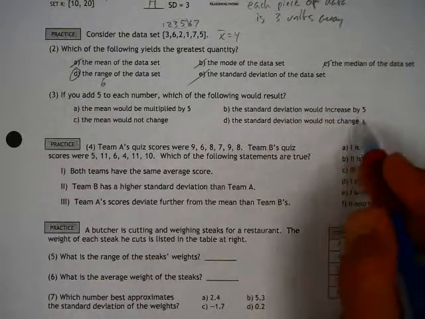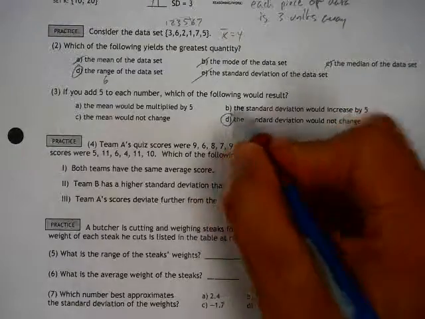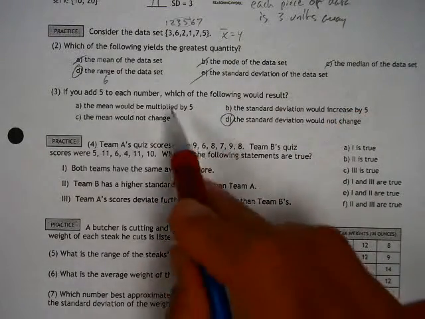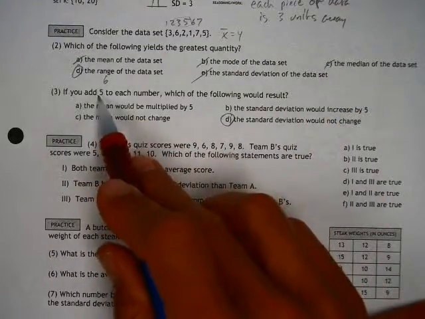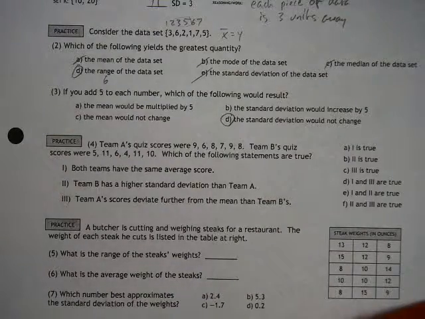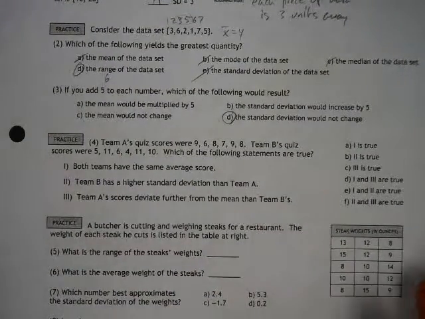And so the standard deviation would actually not change, simply because we have added 5 to each number. So adding something or subtracting something from a set of data won't actually change the results.